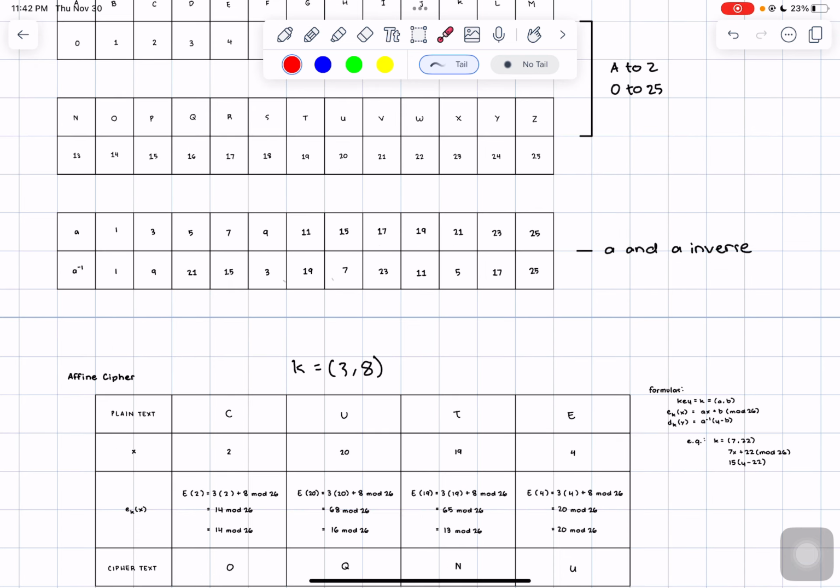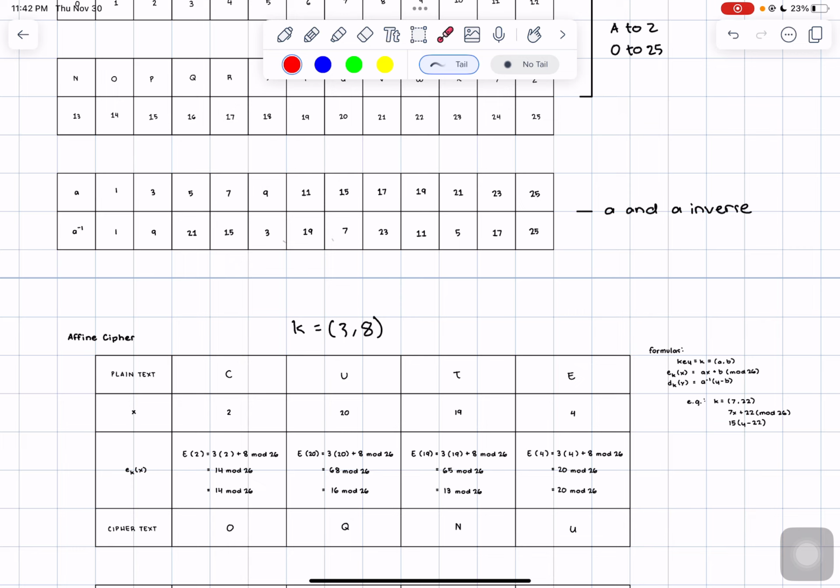Secondly, we'll apply the formula and substitute the given values. So starting with C, we would get the encryption of 2 is equal to 3, that's from here, our key, multiplied by 2 plus 8 mod 26. So the answer would be 14 mod 26. And 14 mod 26 is just 14. Doing the same with the rest, we would get the following.